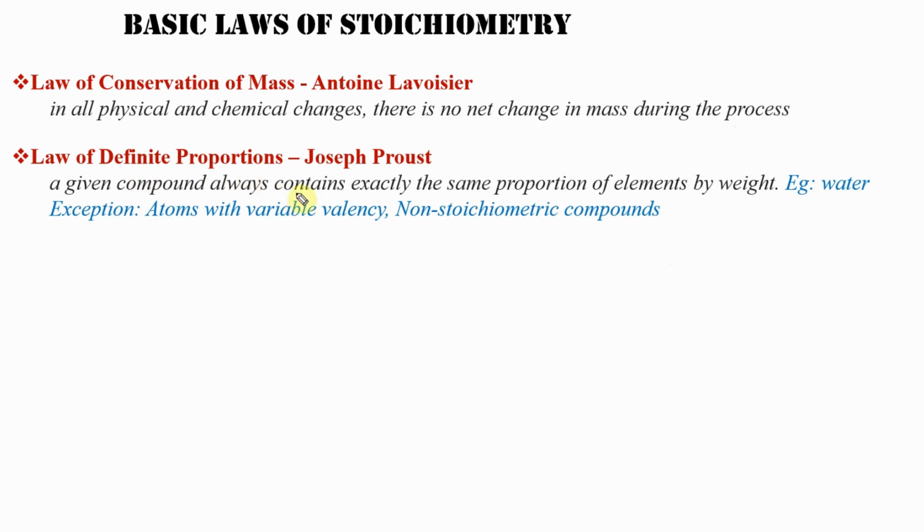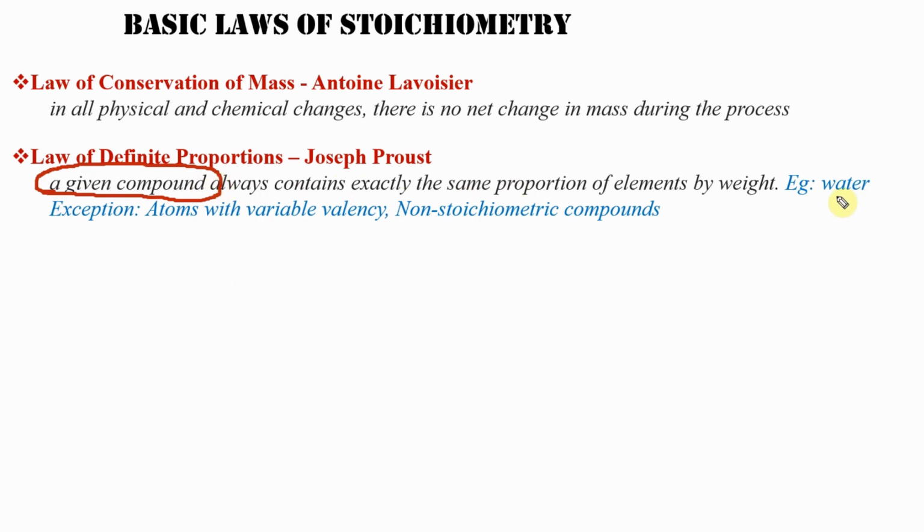Law of definite proportion. This is a little tricky. This is an old law, doesn't hold true for all compounds. Joseph Proust did it based on the examples that he saw. A given compound always contains exactly the same proportion of elements by weight. இதில் key என்ன அப்படின்னா, a given compound, அந்த compound நான் கொடுத்துட்டா it is always true. But if I am comparing different compounds, it doesn't have to hold true.